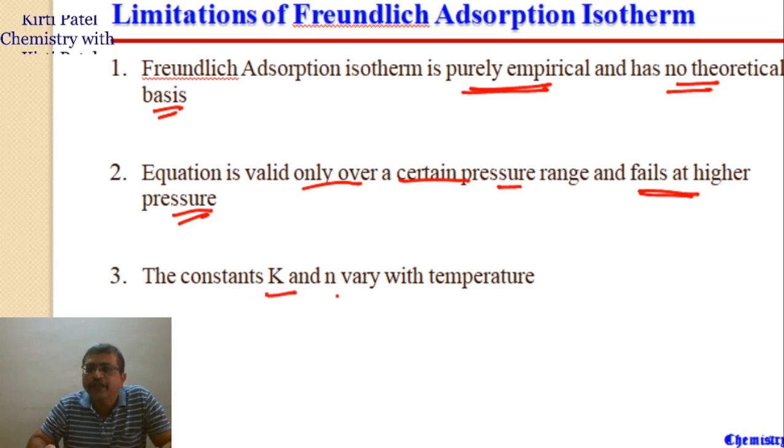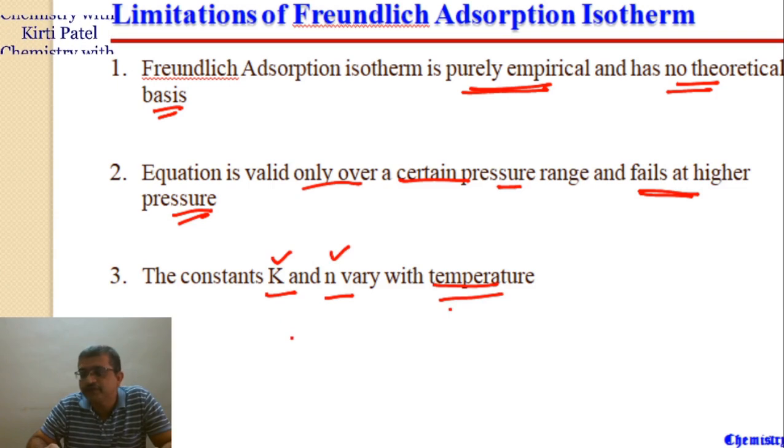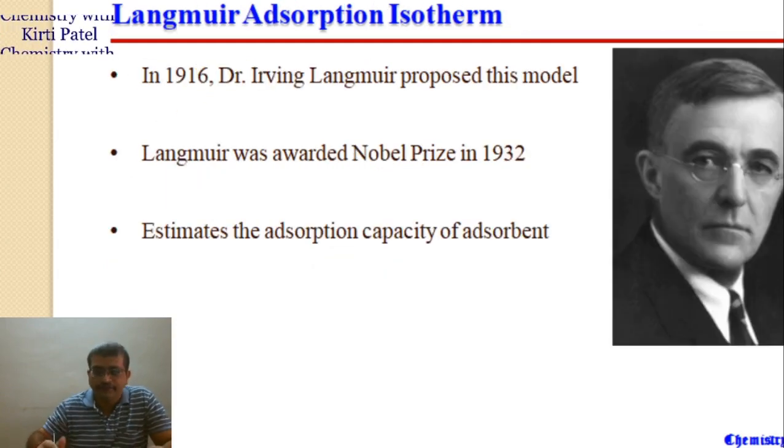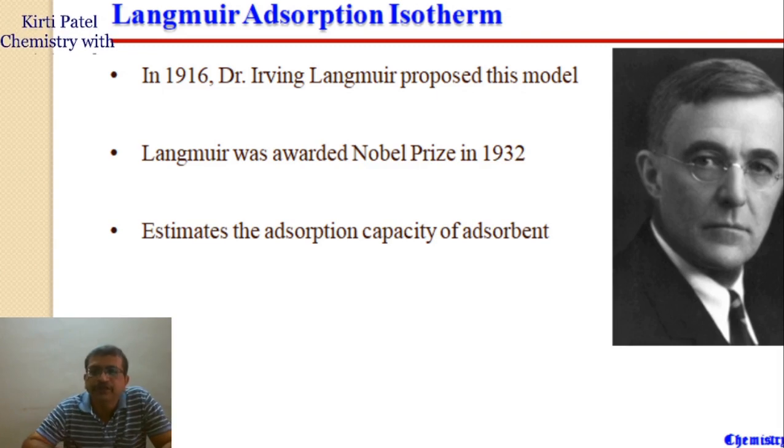Similarly, the constants K and n are variable with temperature. As the temperature changes, the values of K and n will also change. So it is difficult to compare two systems, to say which one is better, because of the change in the values of K and n with temperature. So now we will see the other adsorption isotherm, that is Langmuir's adsorption isotherm.